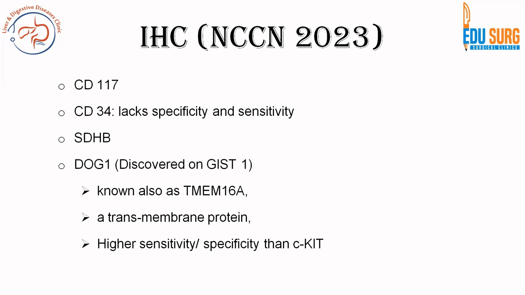So in biopsy, immunohistochemistry is very important because the diagnostic markers of GIST are these immunohistochemical markers. As per NCCN 2023, these are the basic markers that need to be done: CD117, CD34, SDHB, and discovered on GIST1 or DOG1. It is a transmembrane protein, and DOG1 has higher sensitivity and specificity than c-KIT for diagnosing GIST.